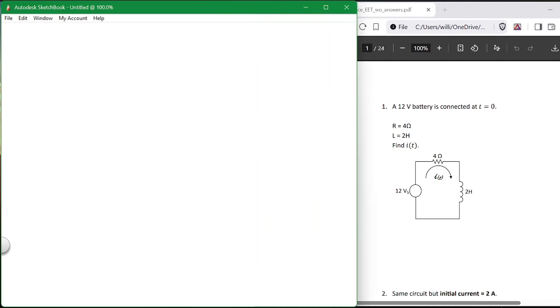So let's start working some of these problems. This is problem number one. So we've got 12 volts. We're just going to start down through some of these, with 4 ohms and 2 henries, and find i of t.